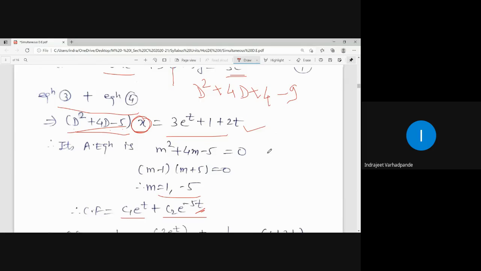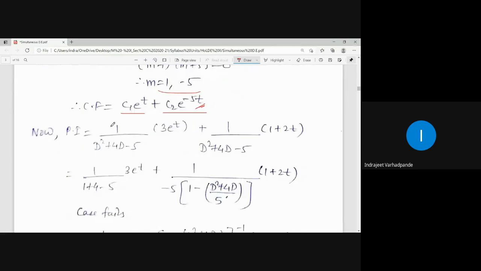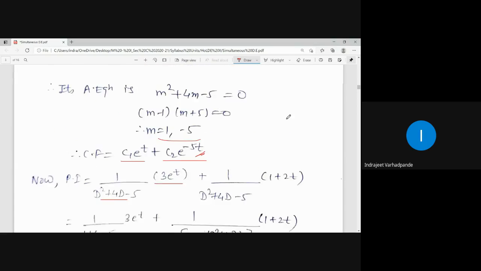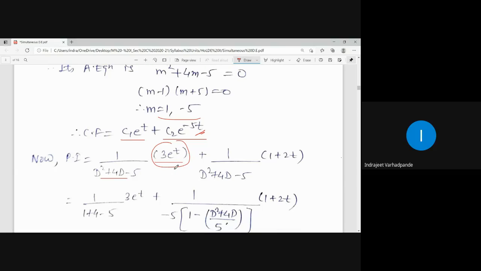Now consider the RHS. The RHS contains three different terms: 1, 3e^t and 2t. What is the definition of PI? PI is 1 upon f(D) operated on the term. So I consider 3e^t as one term, and 2t + 1 or 1 + 2t as another term. For e^t, which case is applicable? Case 1. What does case number 1 say? Replace D by a. What is the coefficient of t here? 1. So replace D by 1.